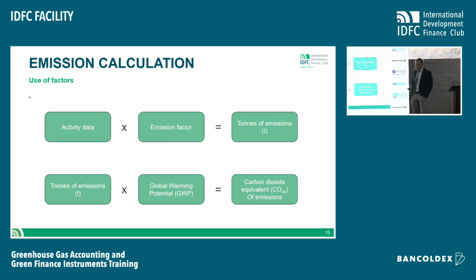How do we do the reporting? Yesterday someone was asking how the tool works. So these are the very complicated equations that are under all the emission calculation tools. We have the activity data times emission factor. We get tons of emissions, and remember, this might be different emissions, so CO2, methane, and so on. Then we take these tons of emissions, multiply them by the appropriate global warming potential, and we get the carbon dioxide equivalent of emissions.